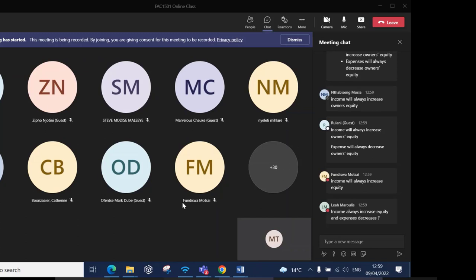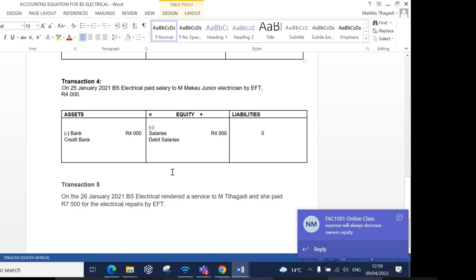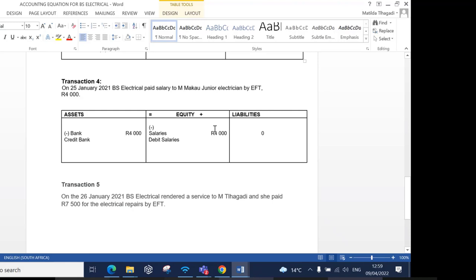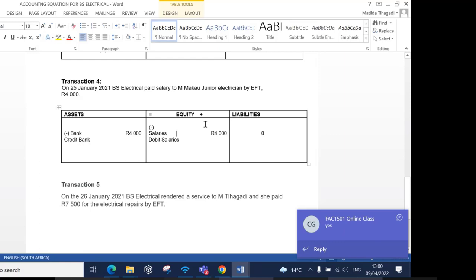So look at transaction number four. Can you see what I was talking about? Bank, money came out of the account. Bank is decreasing, the minus. Then salaries is an expense. An expense will always decrease equity. So can you see now that our equation balances? Asset, bank minus 4,000, equity, salaries minus 4,000. So it's asset minus 4,000, equity minus 4,000 and plus zero. Our equation balances. Can you see, guys?